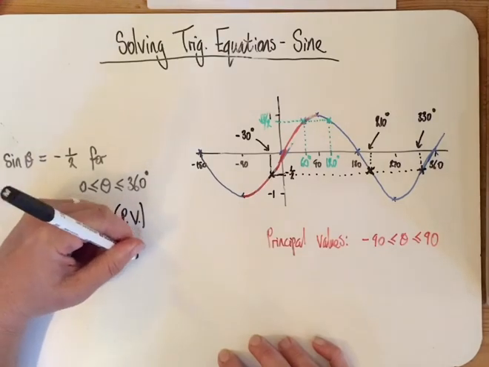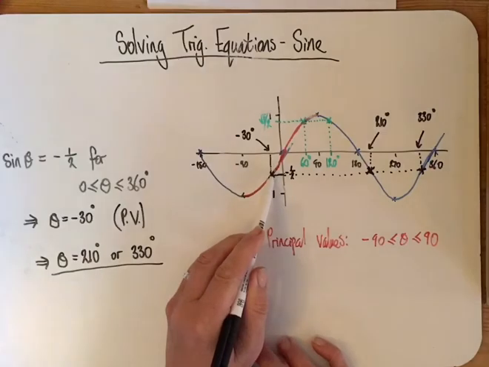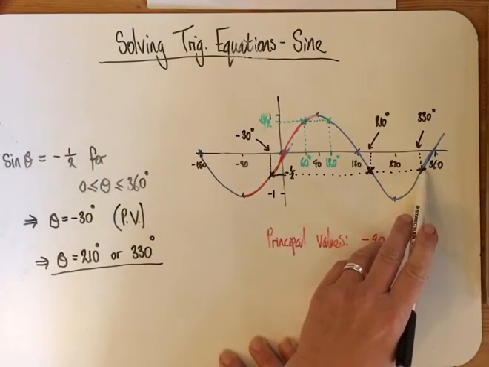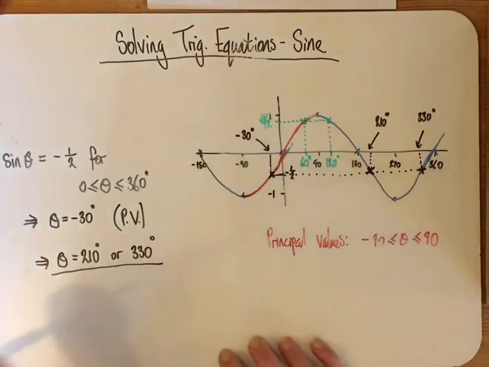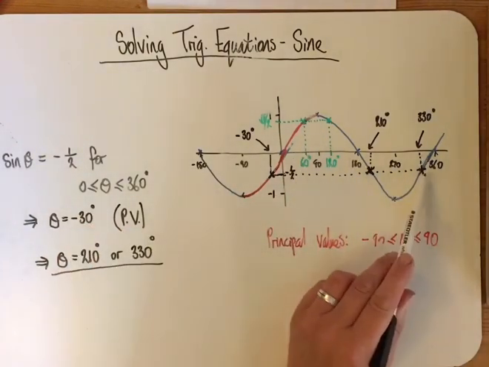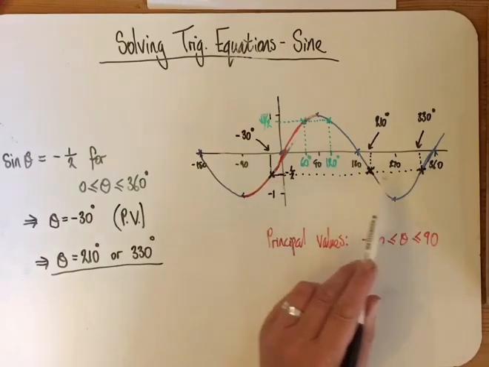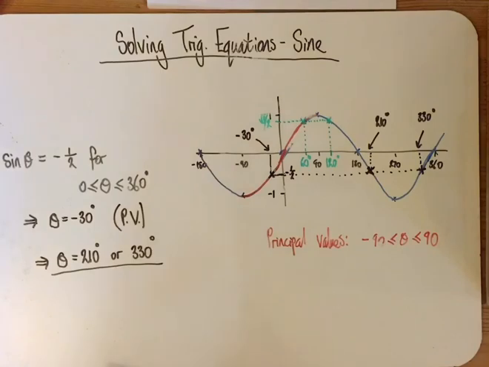And so theta is going to equal 210 or 330 degrees. The other thing to note is minus 30 plus 360 is 330, because it's repeating every 360 degrees. And also, unless you're at ones, minus ones or zeros, you will always have two solutions to these equations in 360 degrees.